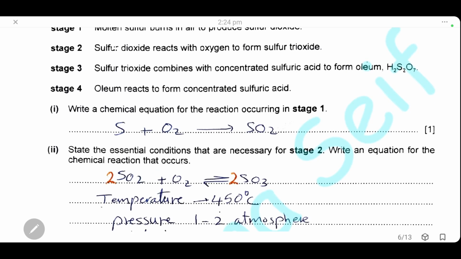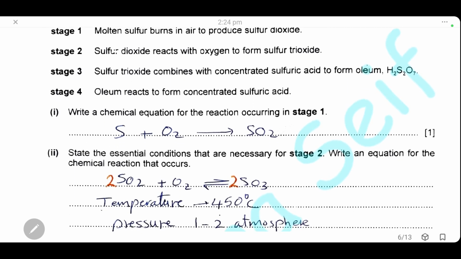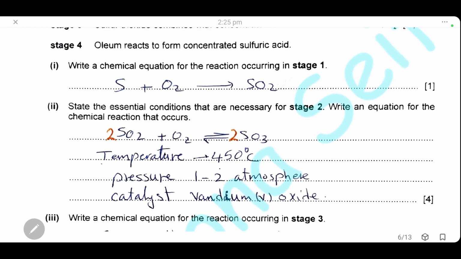Then state the essential conditions that are necessary for stage 2, which is the reaction of sulfur dioxide with oxygen to give sulfur trioxide. This is the basic reaction in the contact process, and this reaction is reversible reaction, so don't forget to draw the reversible arrows. Sulfur dioxide react with oxygen to produce sulfur trioxide, and the condition for contact process is 450 degrees Celsius. The pressure is 1 to 2 atmosphere, and the catalyst is vanadium pentaoxide.